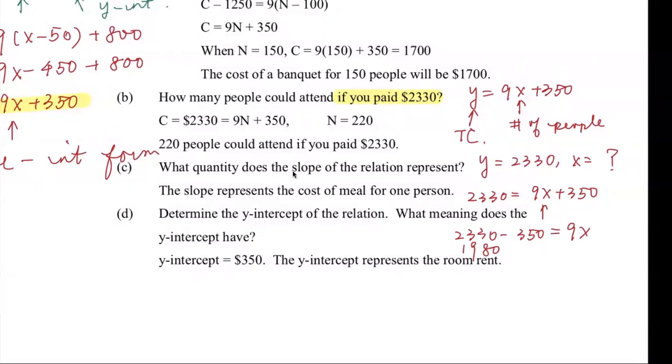Yes. Like I said, my mental math is not that good, so let me double check my answer. So 2330 minus 350. Yeah, 1980, which is equal to 9x. Now we just need to find X. X is equal to 1980 over 9, which is equal to 220, right?